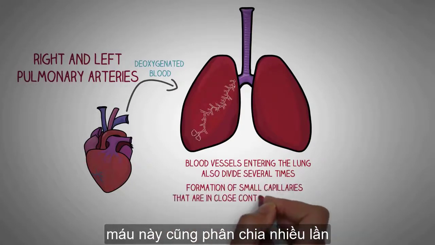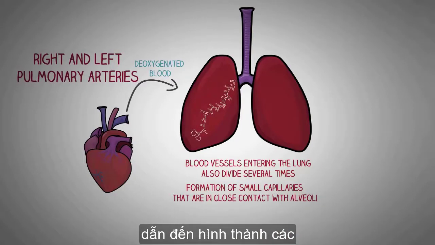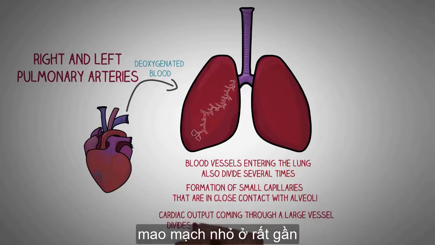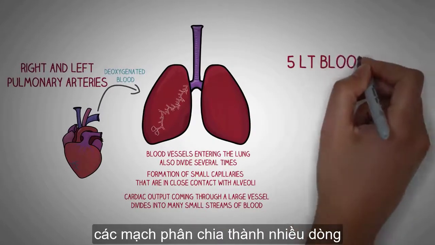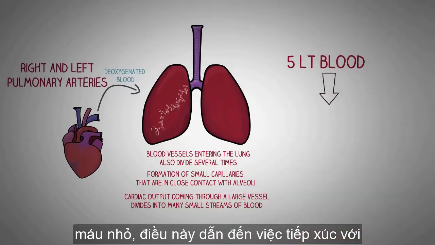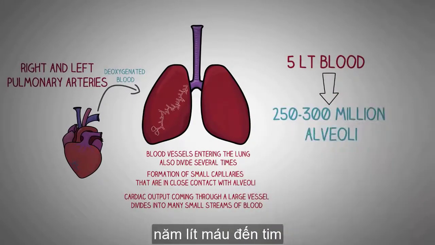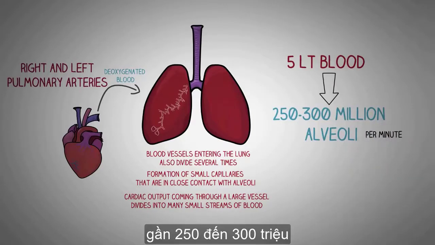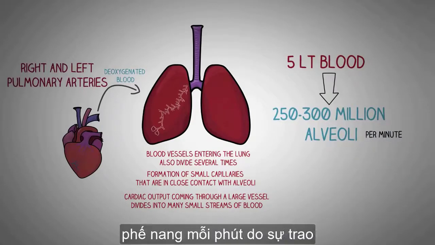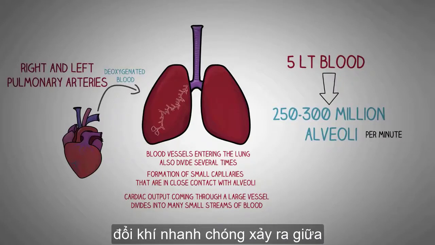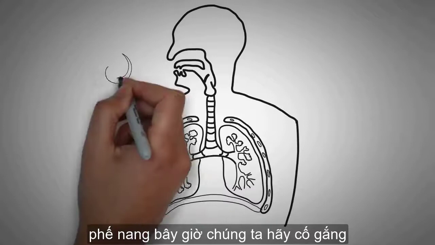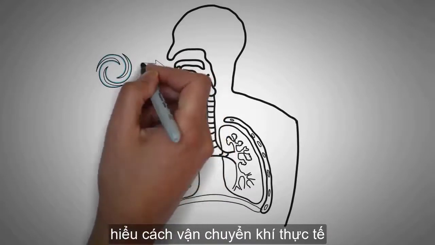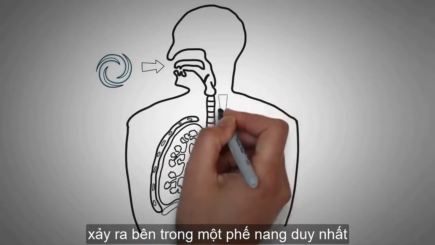These blood vessels also divide several times, which leads to the formation of small capillaries that are in extremely close contact with the alveoli. Due to this, the cardiac output that comes in the large vessels divides into many small streams of blood. This leads to exposure of the 5 liters of blood coming through the heart to almost 250 to 300 million alveoli per minute. Due to this, a rapid gaseous exchange happens between the alveolar air and the blood that is exposed to the alveoli. Now let's try to understand how the actual gas transport happens inside a single alveolus.